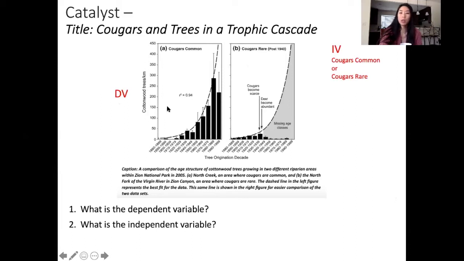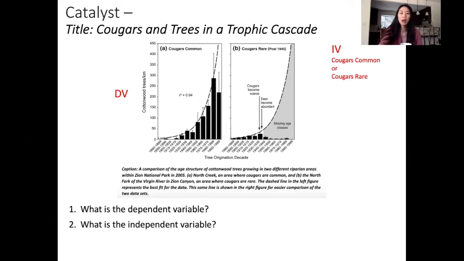One thing that some of you wrote is, instead of cougars common or cougars rare, you wrote the location. They do tell you that A is one location and B is another location. So that's fine, that technically could be correct, but more accurate would be that the difference in the locations is that one has cougars and one doesn't.